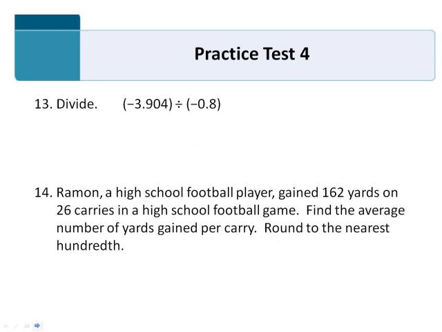Number 13, we need to divide decimals. So a negative divided by a negative is a positive. Make sure you put the 3.904 into your calculator first and divide it by 0.8. And it comes out to be a positive 4.88.